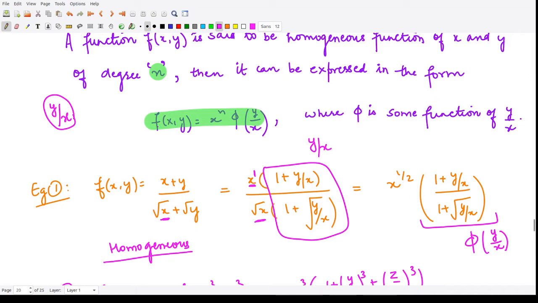So now you have written your given function into this particular form: x to the power something into some function of y by x. So this is a homogeneous function.